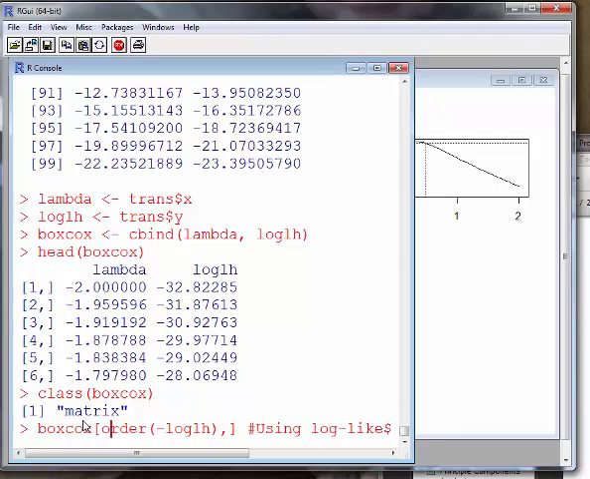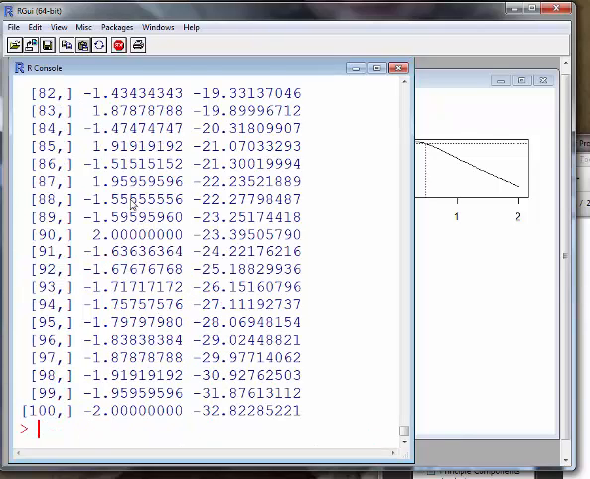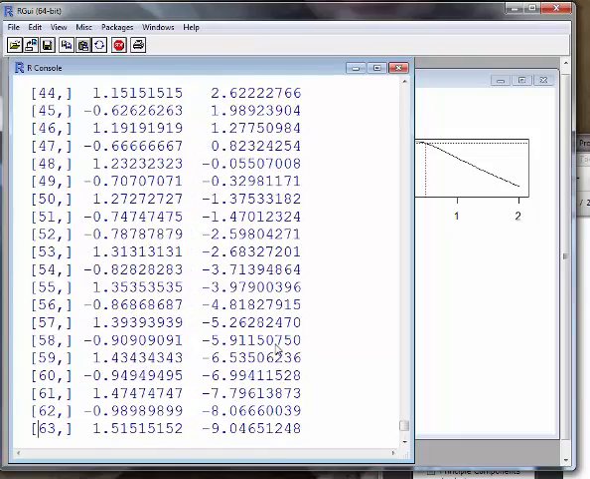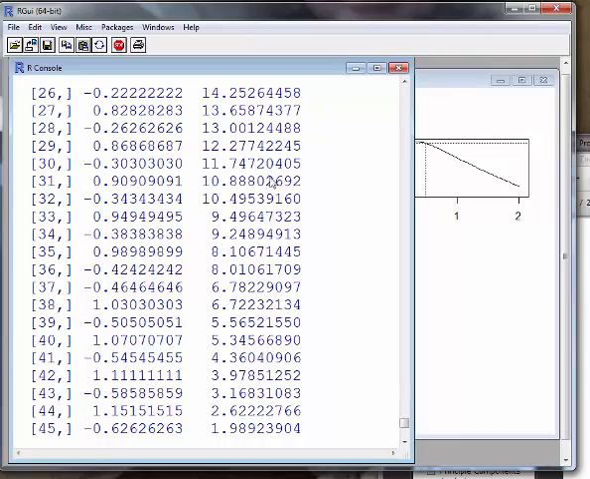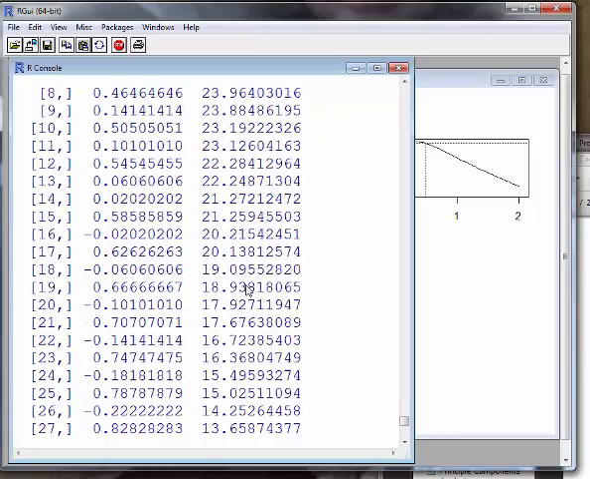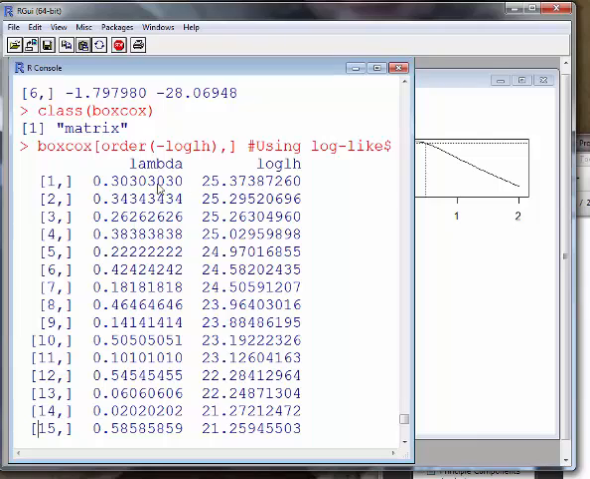So I can do that with this command, boxcox, with the left and right square brackets there. I'm going to keep all the columns, but I want to reorder the rows, decreasing according to this variable log LH. Okay. And now you can see that as I scroll up these values here, the log likelihood values are actually increasing. So I want to pick the lambda value that corresponds to the maximum log likelihood value. So this is the lambda value that we're going to want.